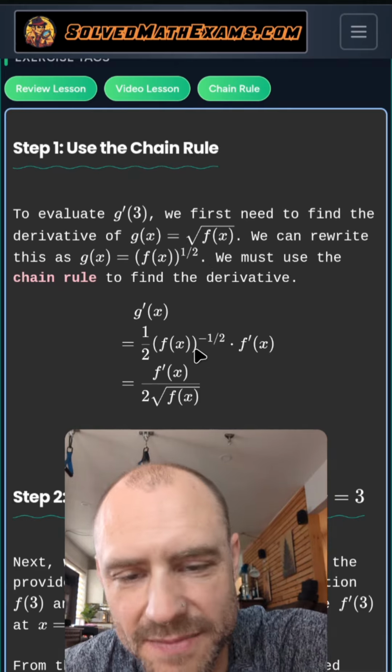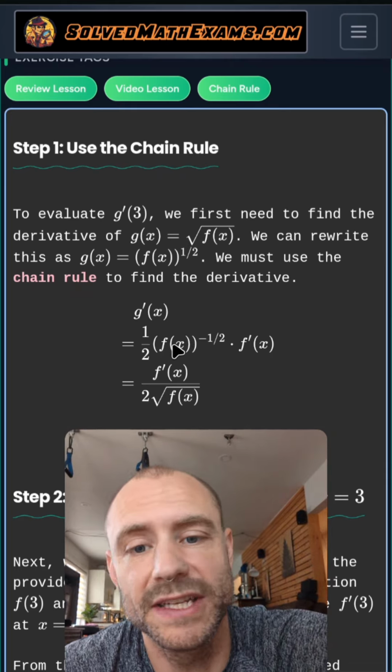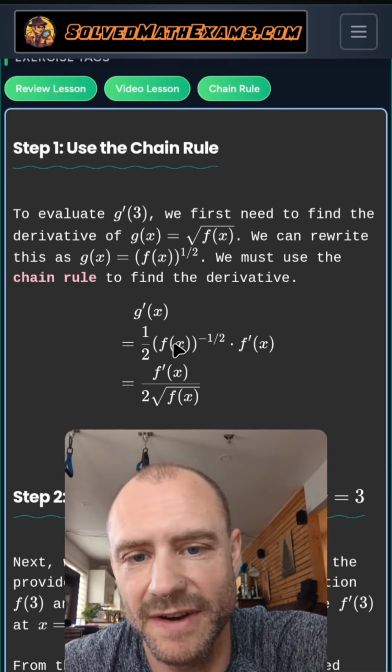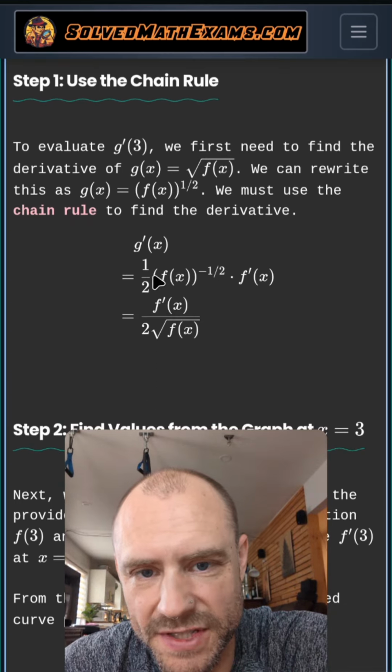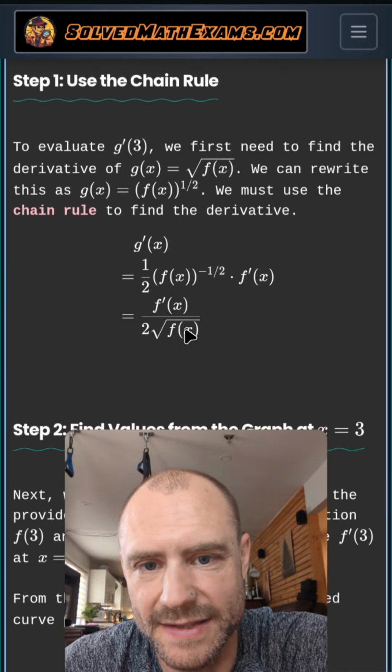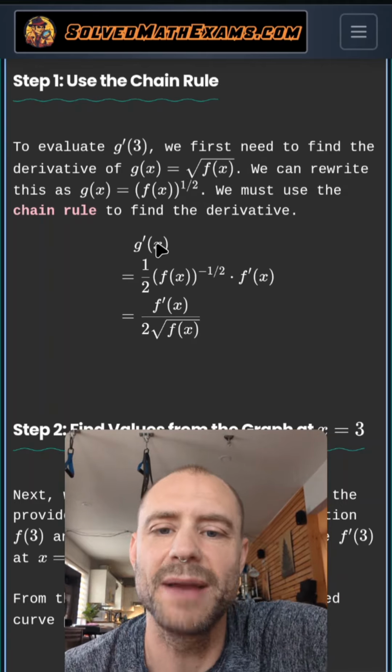And now you've got to multiply by the derivative of whatever's in here. It happens to be a function f at x. If it was h of x, if it was a constant, if it was just a variable, whatever it is, you've got to take the derivative of the inside stuff. And then you just do a little bit of algebra to rewrite things in a nice and neat way. And now we have an expression for g prime at x.